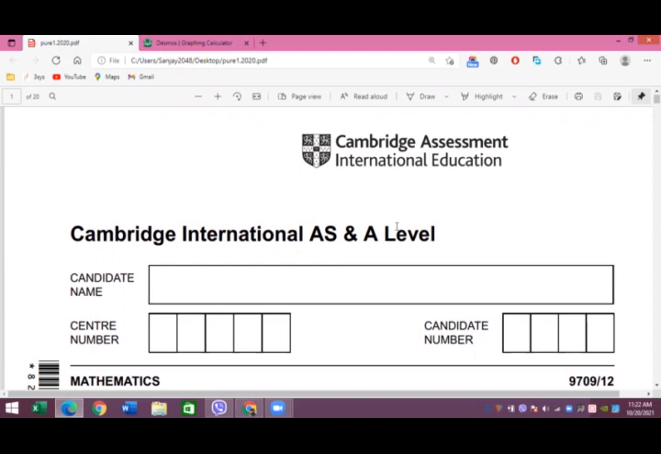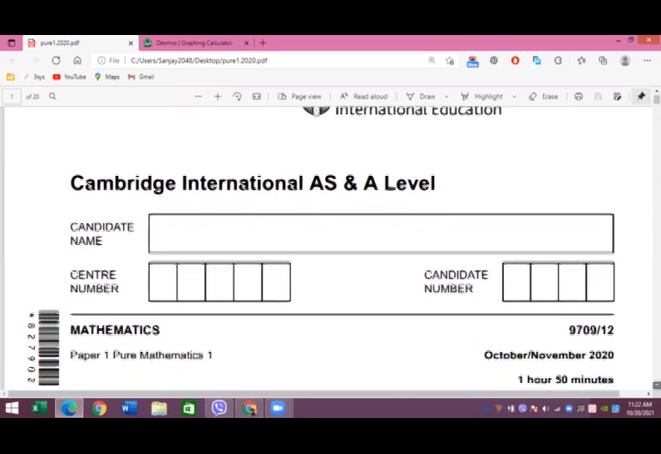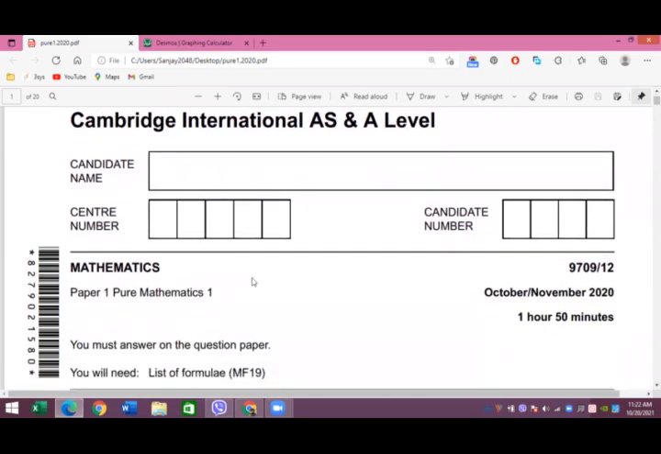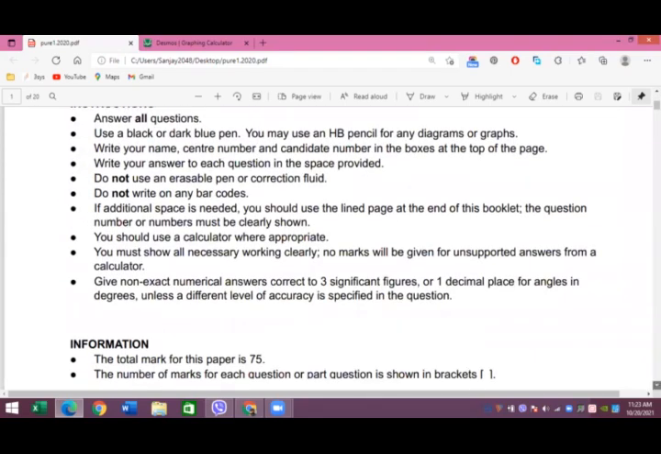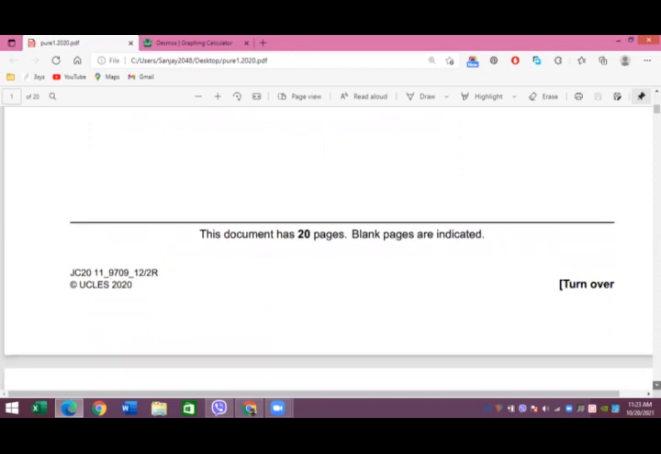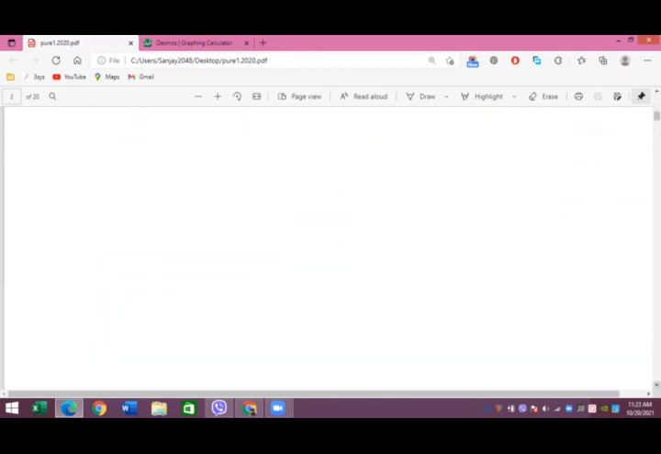So here you can see the Cambridge International AS and A level, and this is from last year, that is paper 1 pure mathematics 1, from October November 2020. Although there are so many questions, I think there are 12 or 13 questions, this question was raised by one of the students, therefore I am going to solve that question in particular at this time.